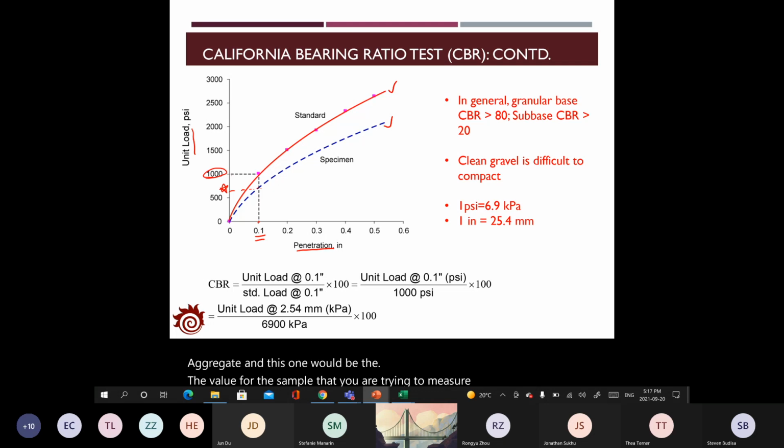Usually for the granular base, we must have a CBR value larger than 80%. For the sub base, we need to make sure that the CBR is larger than 20. And if we have clean gravel, then it would be very hard for us to compact, so usually we do not do the measurement for those materials. So those are the basic steps for you to conduct the CBR experiment, and the way for you to estimate the California bearing ratio.